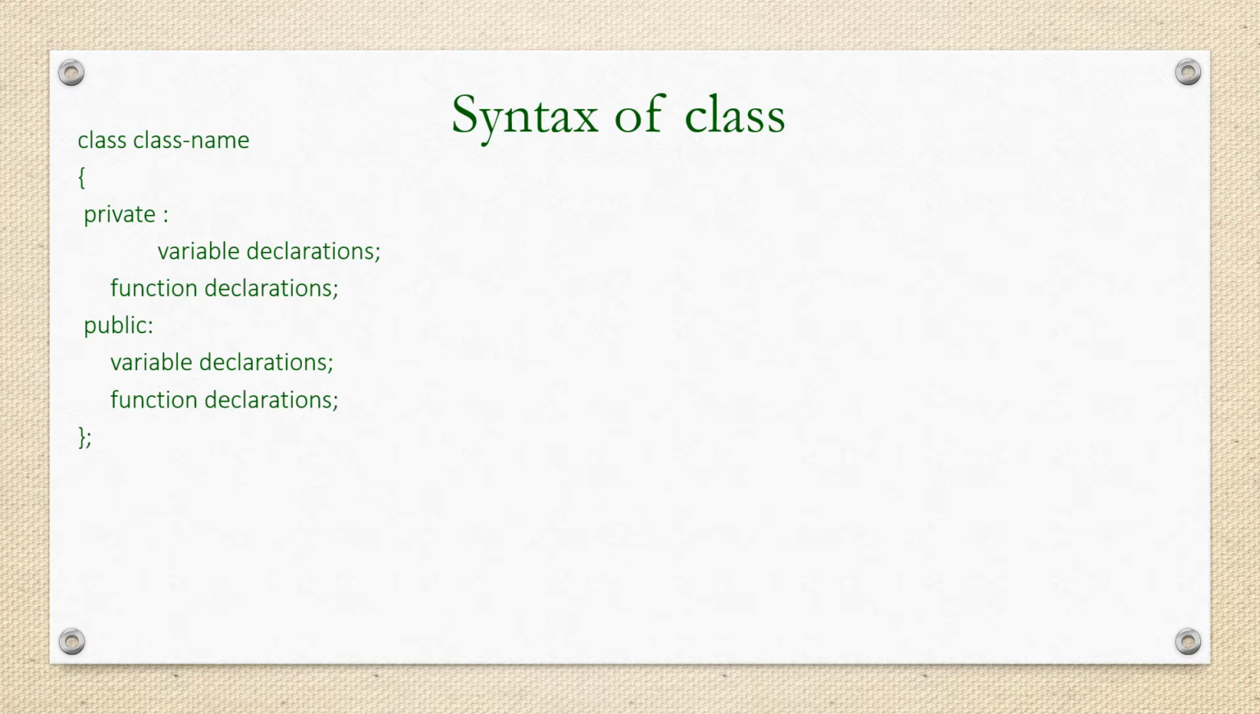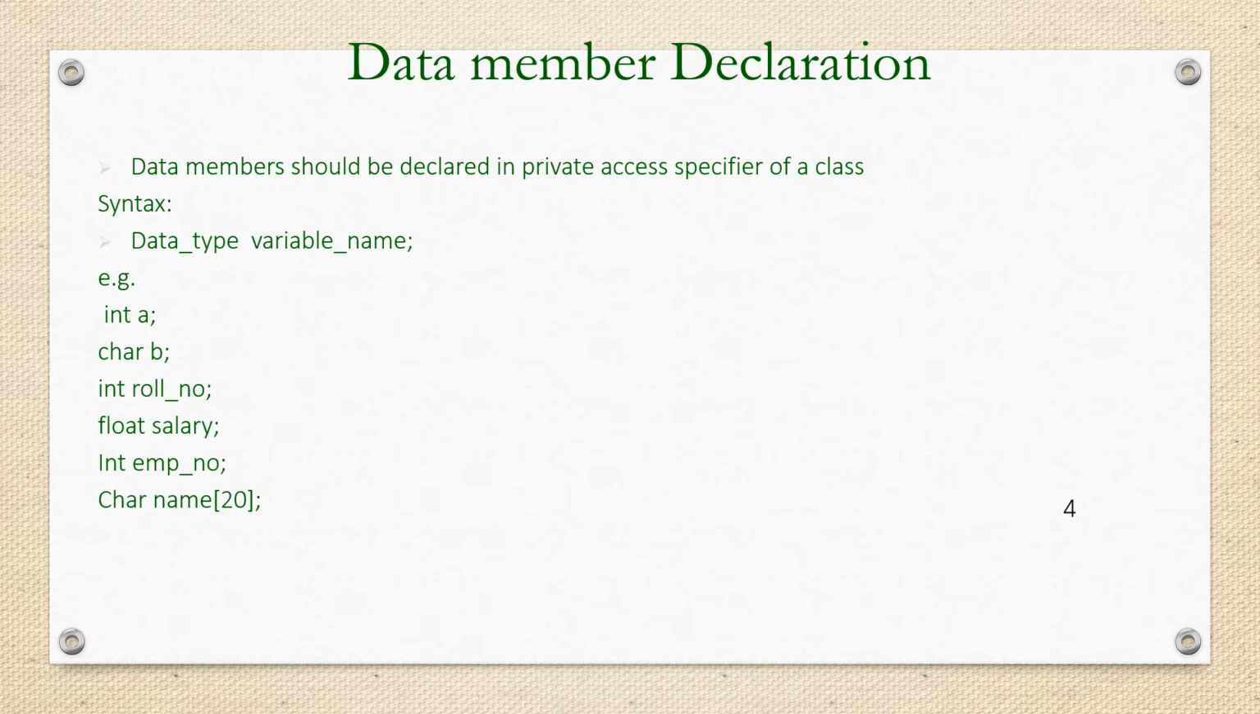First you have to write the access specifier name and then you have to write the colon. So whatever you write after the access specifier and colon will be considered in that particular access specifier. Suppose you have written get data and show data member functions after the public access specifier, so they will be treated in the public access specifier.